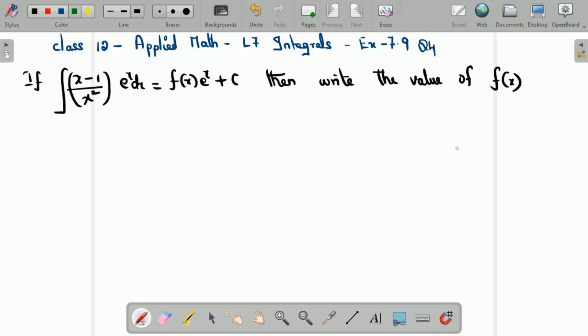In this video, let's find the solution for the fourth question in exercise 7.9. If the integral of (x - 1)/x² into e^x dx is f(x) e^x + c, then write the value of f(x).